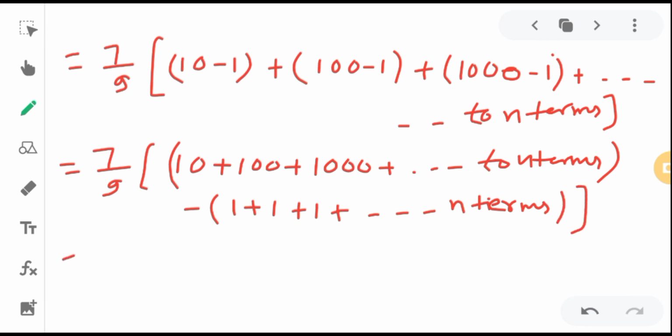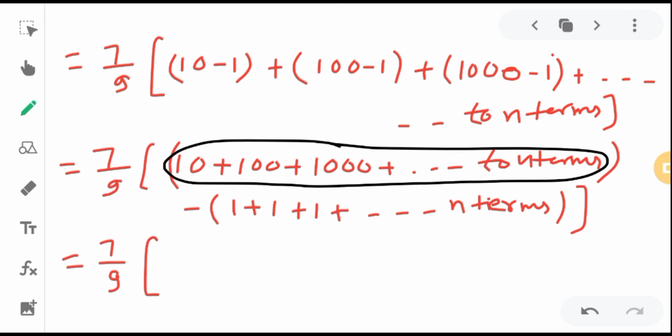Okay. Now, if you observe carefully, this is in GP: 10, 10 into 10 is 100, 100 into 10 is 1000, 1000 into 10, and so on till n terms. So this first part is a GP, so I can apply the GP formula here. So we'll apply 7 upon 9 divided by, and in this GP, obviously this is in GP, you can check also, first term is 10. You are able to see, and common ratio is 10 also, and number of terms is n, obviously.